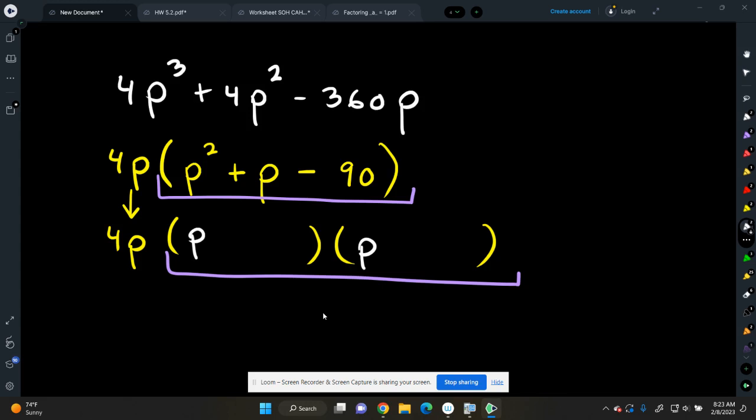Negative 90. Okay, let's put your iPads away, please. Adds up to 1 but multiplies to negative 90.